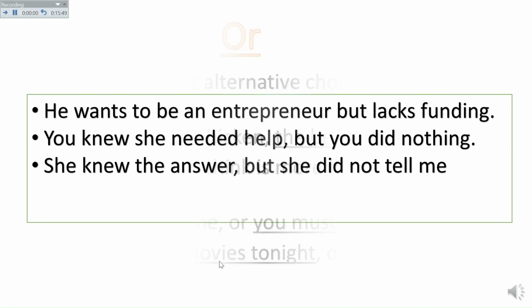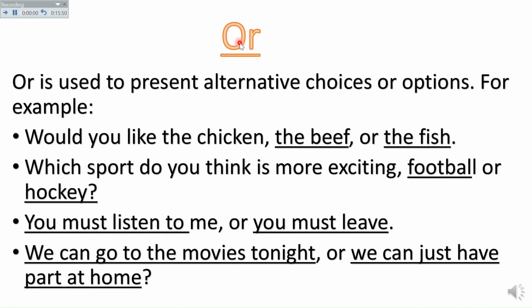Let's take the other coordinator, or. Why do we use or? Or is used to present alternative choices or options. It gives us choices. For example, would you like the chicken, the beef, or the fish? These are words, so we will use or to give more options. Which sport do you think is more exciting, football or hockey? It's giving options between football or hockey. Football and hockey are two words, so we will not use a comma here. Here we use commas to separate those words.